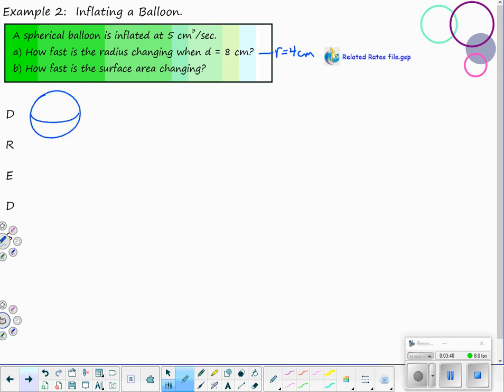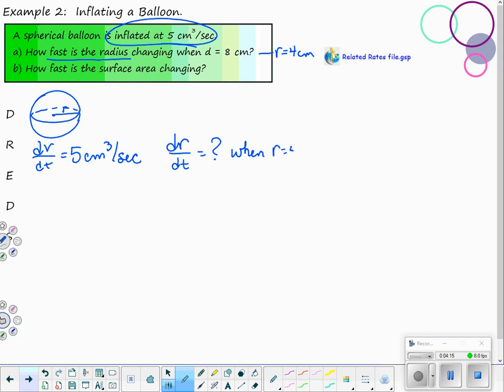D for draw, I'm going to draw a picture of my sphere. It's got a radius of 4 centimeters. So there's my R. I'm going to take note of the rates that were given. They gave us that it was inflated, so that's dV/dt equals 5 cubic centimeters per second. They want us to find how fast the rate of the radius is changing, and that's going to be when r equals 4 centimeters. An equation, I need an equation that will relate volume, the radius, and the fact that we have a sphere.